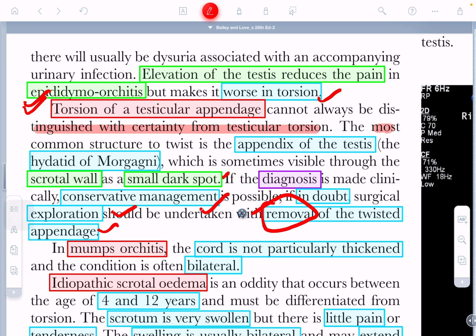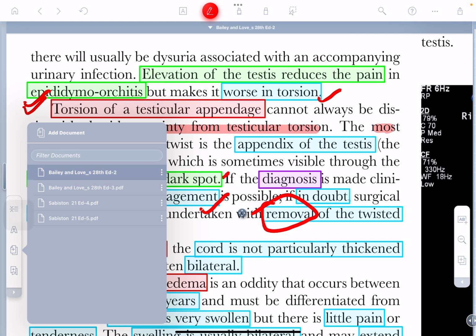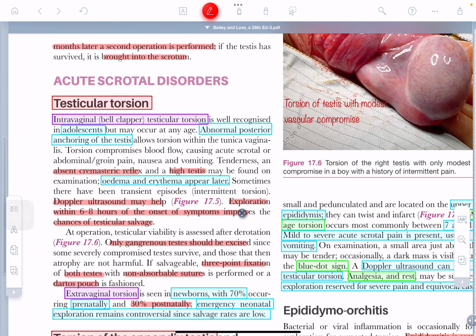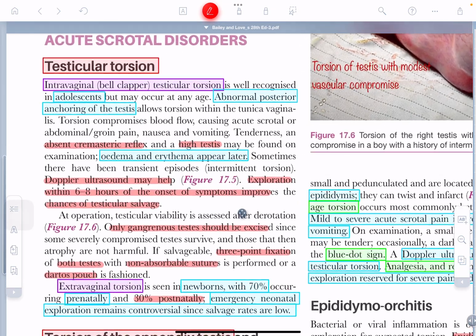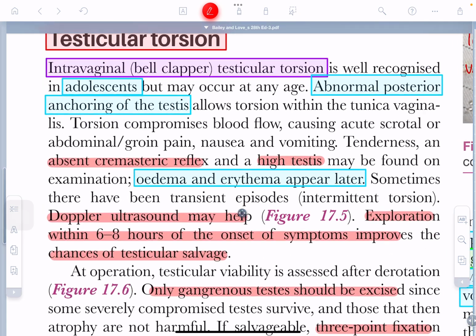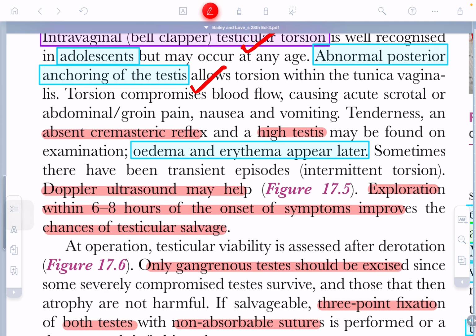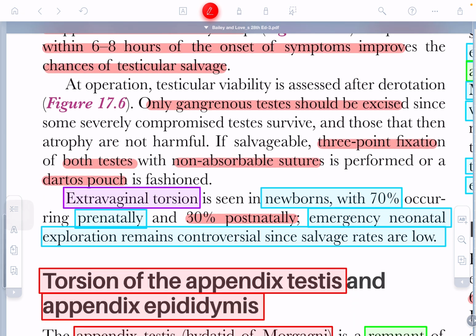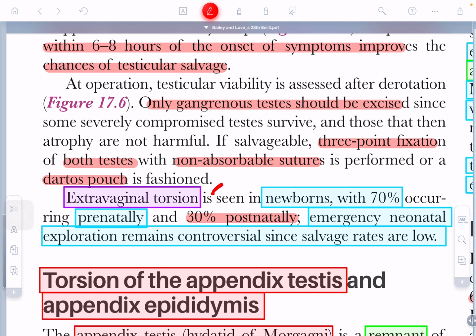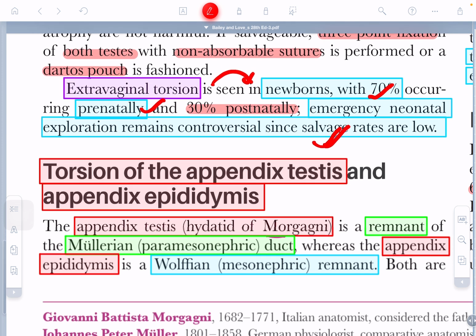This theory is also given in some other places of the book, so I want to discuss a bit here. As already told, intravaginal torsion is also known as bell clapper testicular torsion. It is because of abnormal posterior anchoring of the testis. Edema and erythema appear later. Extravaginal torsion is mainly seen in newborns, with 70% prenatally. Emergency neonatal exploration remains controversial since salvage rates are low.